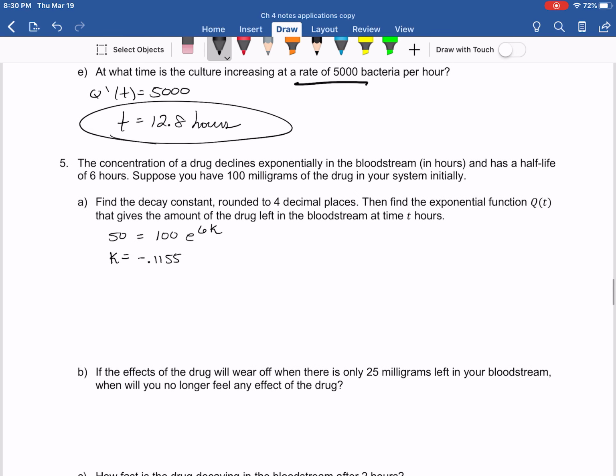So, right, you're going to pause the video and you're going to make sure you work out the steps to get that answer. And that's the general formula for the quantity of the drug that's in the bloodstream at time t.